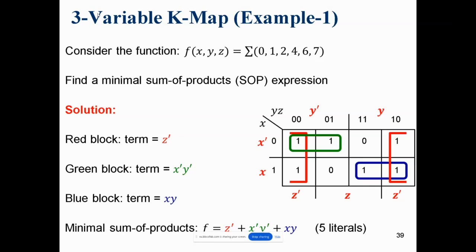The red one: 0, 0, 0; 1, 0, 0, which is 4; then 0, 1, 0, which is 2; and 1, 1, 0, which is 6. So the red term is what? M0 plus M4 plus M2 plus M6, and then you can do the algebraic manipulation. If you add these minterms, this should give us Z bar.